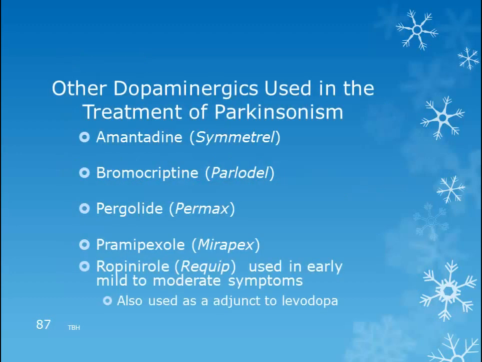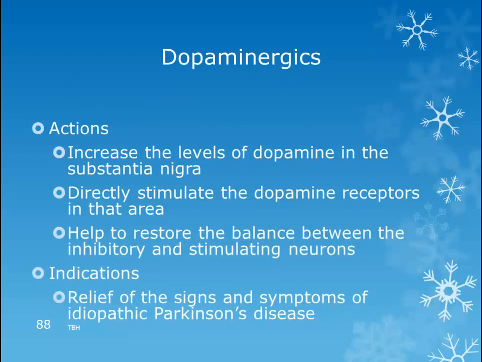Other dopaminergics used to treat Parkinson's: amantadine, bromocriptine, pergolide, pramipexole, Requip, also used as adjuncts to levodopa. Dopaminergics' actions: increase the level of dopamine in the substantia nigra, directly stimulate the dopamine receptors in the area, and help to restore the balance between the inhibitory and stimulating neurons.